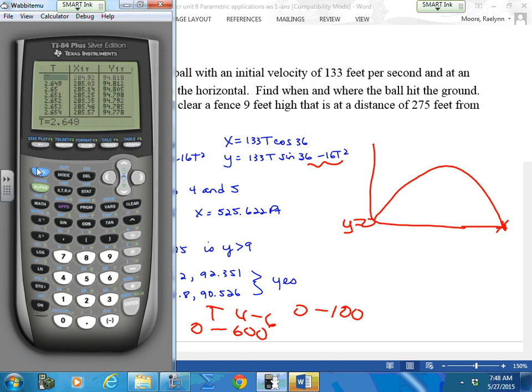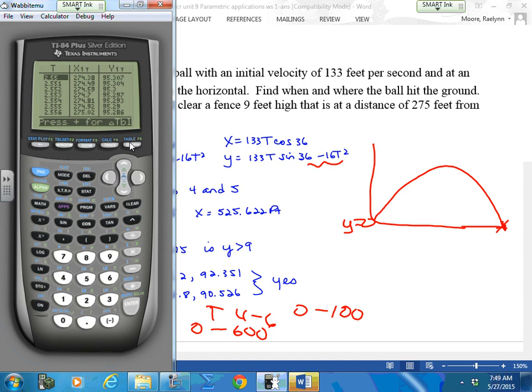It doesn't seem to like this. The other way. I can go as detailed as I want on my table. Look how close I am to 275. This is all you need to see. Right here. At 275, look how high your Y is. Your ball is 95 feet in the air. It definitely clears the 9-foot fence.